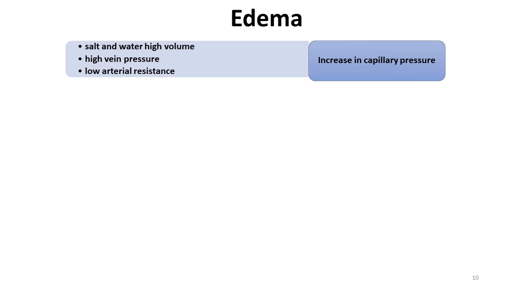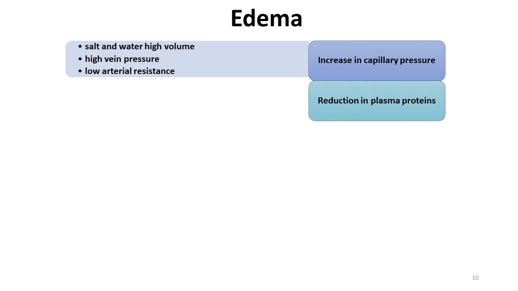If capillary filtration is not in a stable and physiologic situation, and the lymphatic system couldn't do its job, we can see edema in our body. Here I listed the reasons for edema in our body. First of them is increasing capillary pressure. Increasing capillary pressure because of high volume of salt and water in our body, high vein pressure, or low arterial resistance could produce edema.